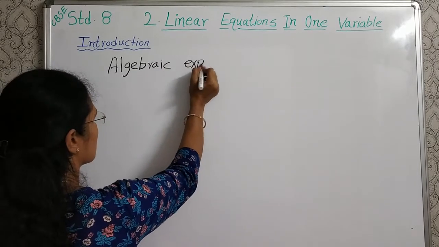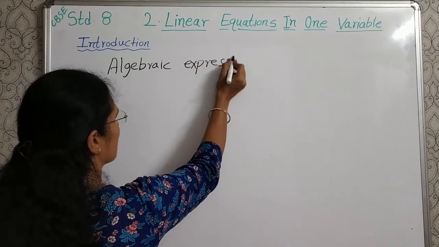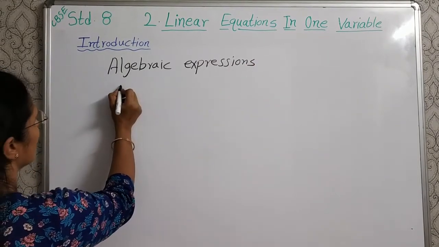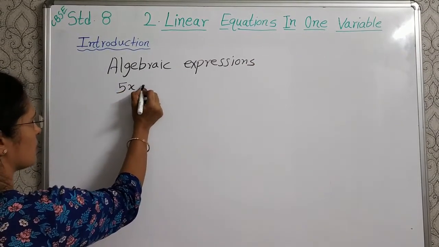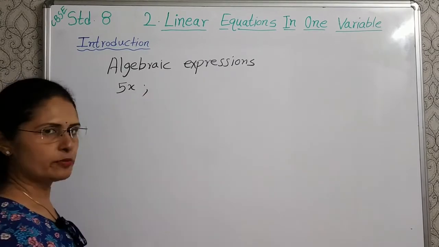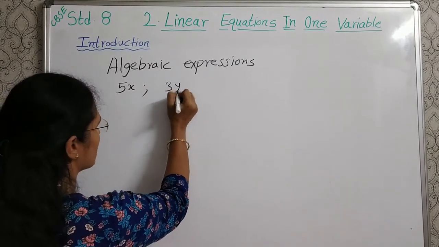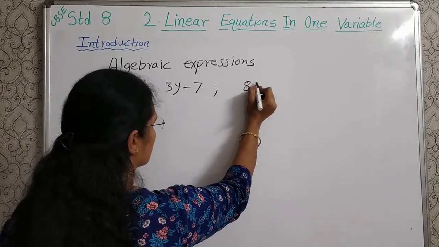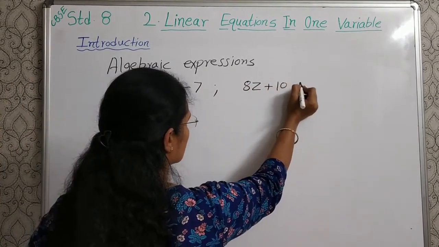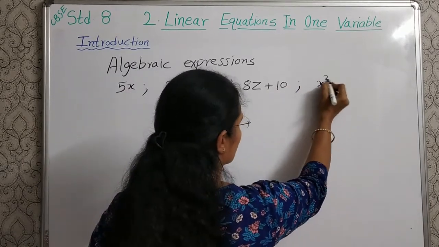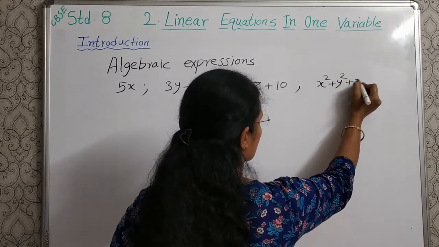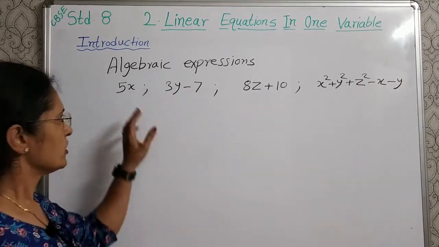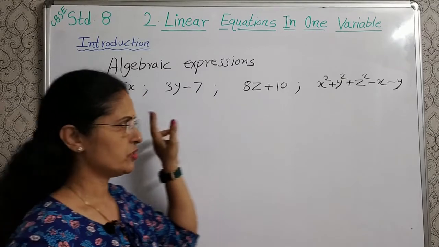Algebraic expressions. 5x, this is an algebraic expression. 3y minus 7, 8z plus 10, then x square plus y square plus z square minus x minus y. So these are all algebraic expressions.